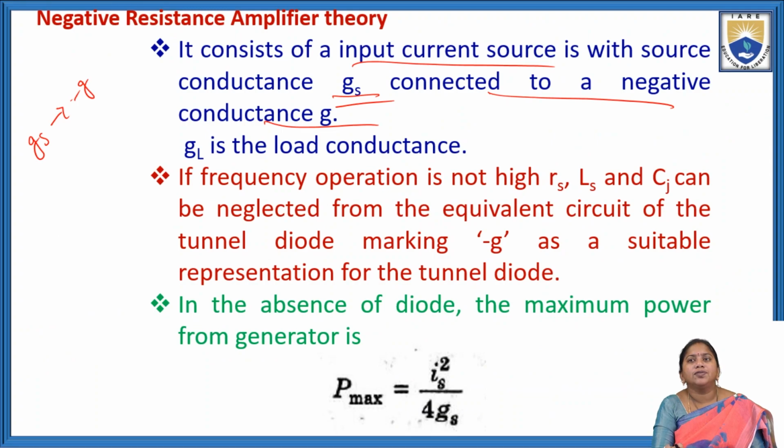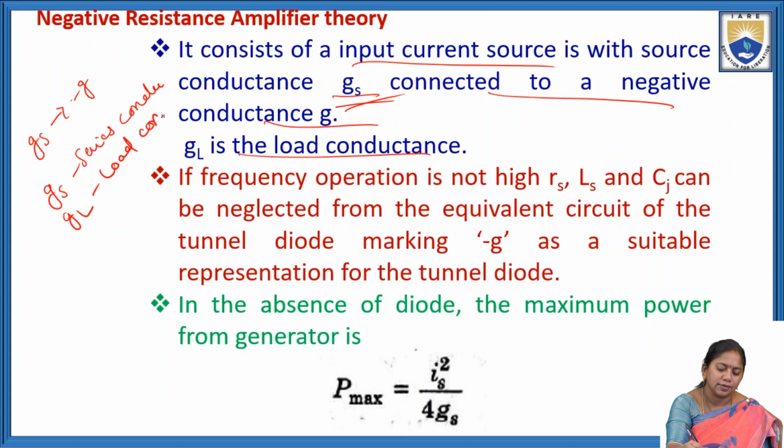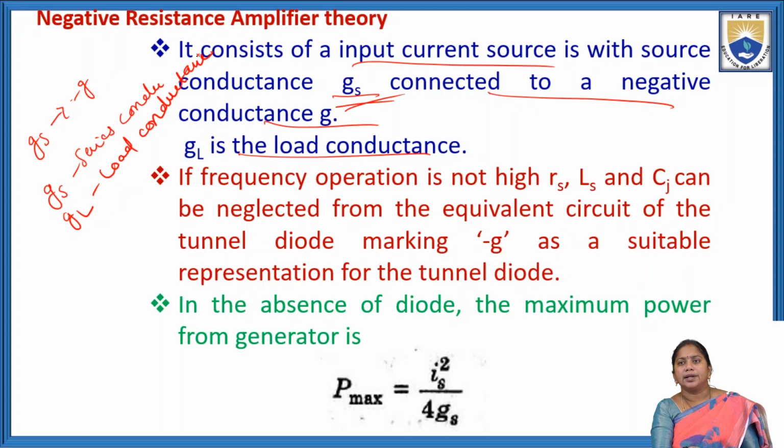So it consists of an input current source with source conductance GS. GS is the source conductance that is connected to a negative conductance G. GL is the load conductance.